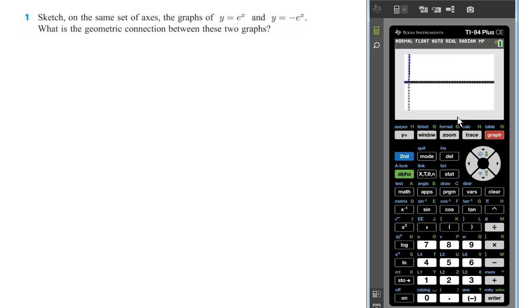Oops, this was from an old graph here, so let's go back to zoom. Whenever your graph looks weird like this, you've got to go back to zoom standard. So go back to zoom and then hit number 6 for zoom standard. And now the graph should look a little bit more useful. Okay, so there's that one, and then this one here just dips down.